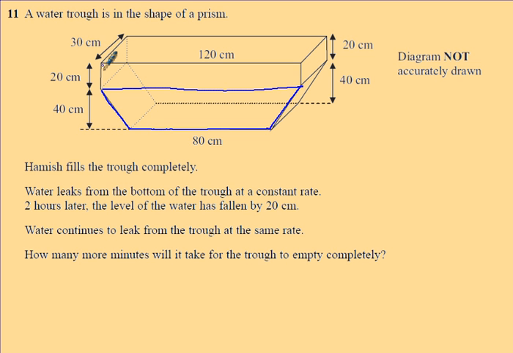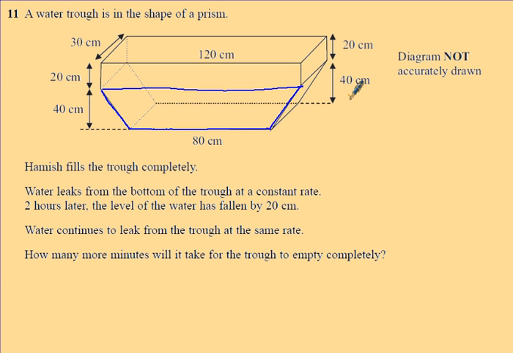And in order to find the volume of a rectangular based prism, or better known as a cuboid, I just multiply its length by its width by its depth. Water leaks from the bottom of the trough at a constant rate. 2 hours later, the level of the water has fallen by 20 centimetres. So after 2 hours, the water level has dropped by 20 centimetres.